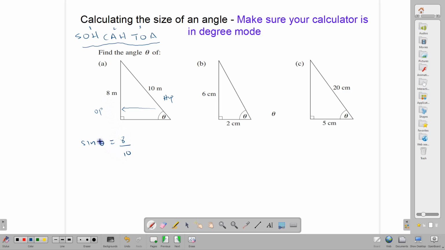Now what we want to find is the angle itself. So we have to use the inverse function, sine inverse, to find the angle. So the angle is equal to the sine inverse of 8 over 10. You type that into your calculator using your shift sign or your second function sign. So the angle here is equal to the sine inverse of 8 over 10, which gives us 53.1 degrees.